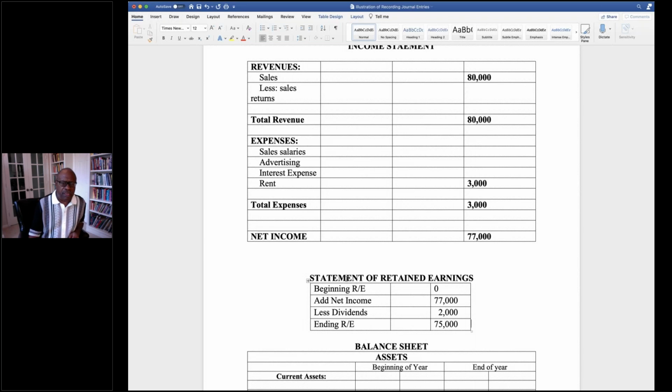So the purpose of the statement of retained earnings is simply to show what are our beginning retained earnings, zero in this case, what was our net income less the dividends. So this gives us the ending retained earnings. So this is how the statement looks. It's beginning retained earnings, add net income, less dividends, equals ending retained earnings. If you had a loss, you would subtract the loss.